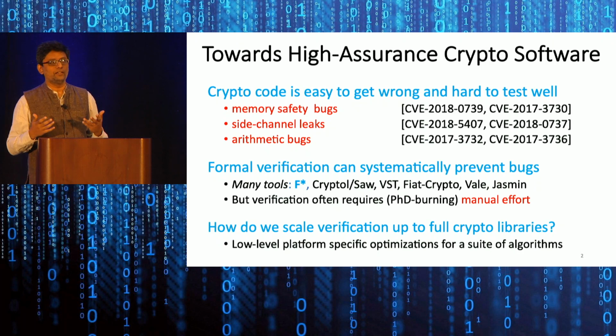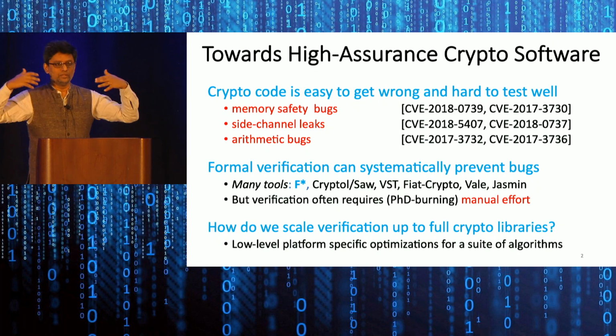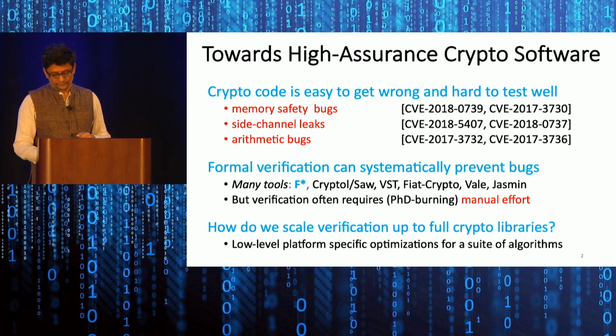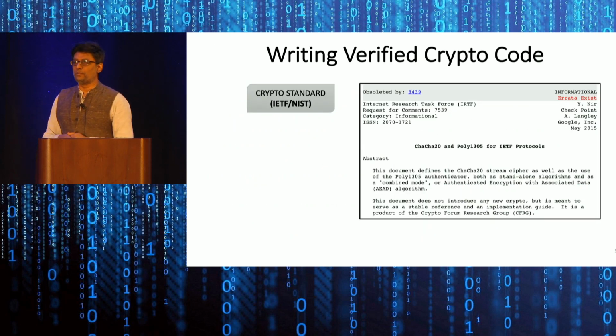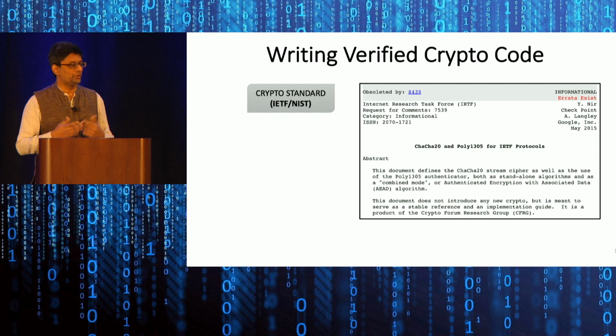And so we want to figure out how we can scale up these kinds of techniques to work for real-world, large, modern libraries. Hint, we don't want these libraries to be so large. Okay, so that'll help us. But let's set up the problem a little bit. If you wanted to write verified crypto code, what do you end up doing?